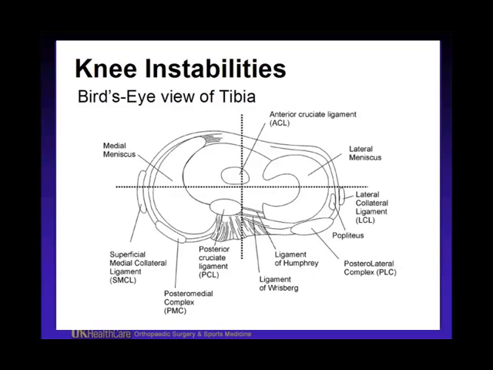Knee, bird's eye view. Again, the central ligaments, the ACL and the PCL. The medial meniscus very well attached to the deep capsular structures. Lateral meniscus not so attached. The posterior lateral complex with the lateral meniscus not as well attached to the capsule.